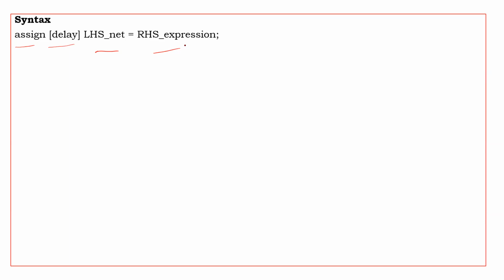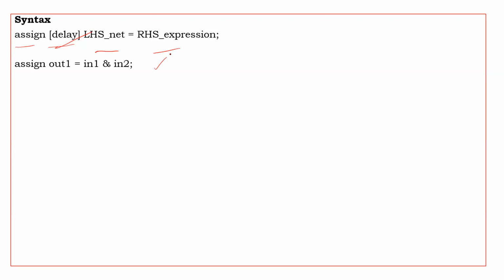Whether the evaluated right hand side expression is assigned to the left hand side net immediately or not depends on the amount of delay you introduce. If you do not introduce any delay, that is zero delay, which means once the expression is completed, it is assigned to the net immediately. If you specify a delay, the assignment happens only after that time. This is one example. Generally, we write assign statements like this: assign output is equal to input 1 AND input 2. What does AND mean?